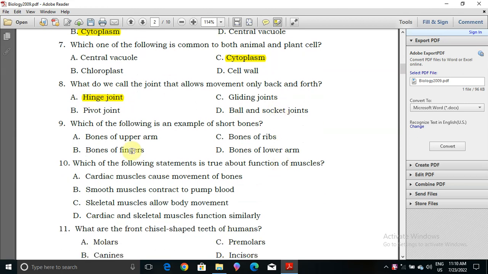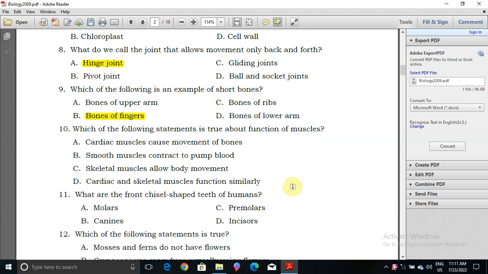Now question number 9. Which of the following is an example of short bones? Here we have: bones of upper arm, bones of fingers, bones of ribs, and bones of lower arm. So the correct answer, the bones that are an example of short bones, will be the bones of fingers, right?